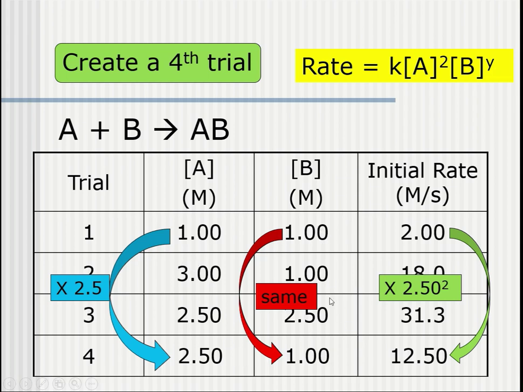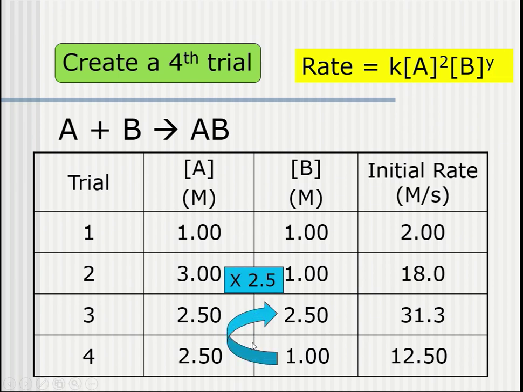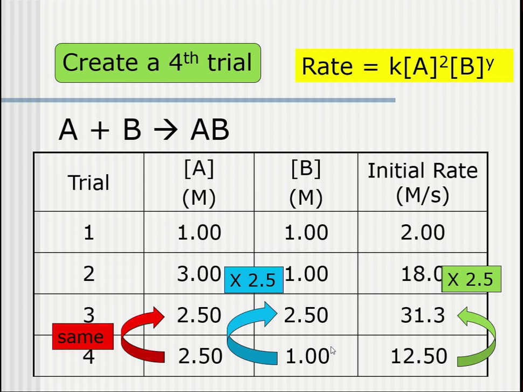I only changed A. But now what do I have? I now have two trials where B changes and A stays the same. And I can see what happens to the rate. That also increases by a factor of 2.5. And since B increased by a factor of 2.5 and rate increased by a factor of 2.5, just like our last example, then our rate turns out to be first order with respect to B. Okay, so there's two different ways to get the exact same answer. They both require a bit of work. They both require a bit of logic, but they both do work.